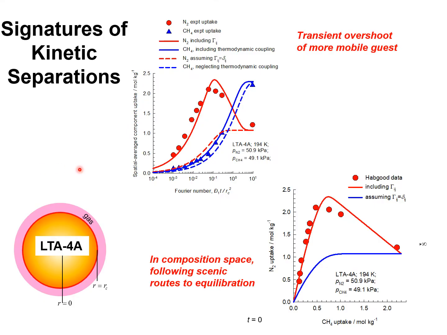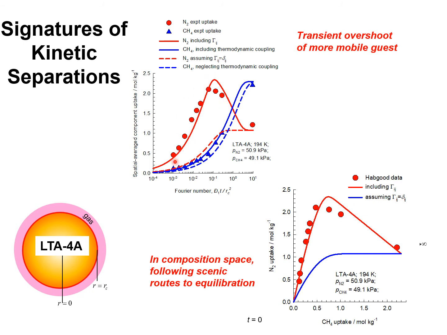By determining the spatial average of the component loadings as presented in the foregoing slide, we can determine the spatially averaged component uptakes for components 1 and 2, nitrogen and methane. The experimental data of Habgood, shown by the blue circles for nitrogen and blue triangles for methane, are compared with the spatially averaged component uptakes from the simulation data.